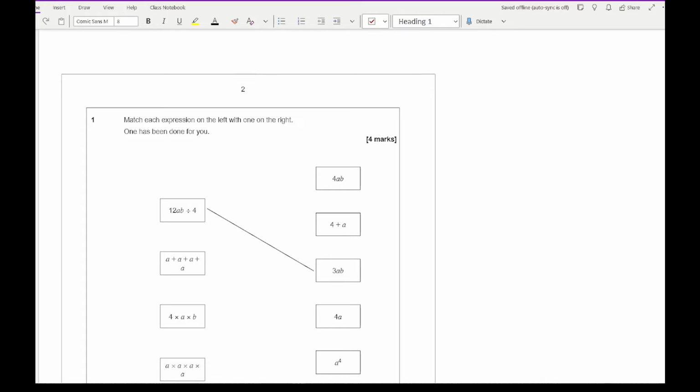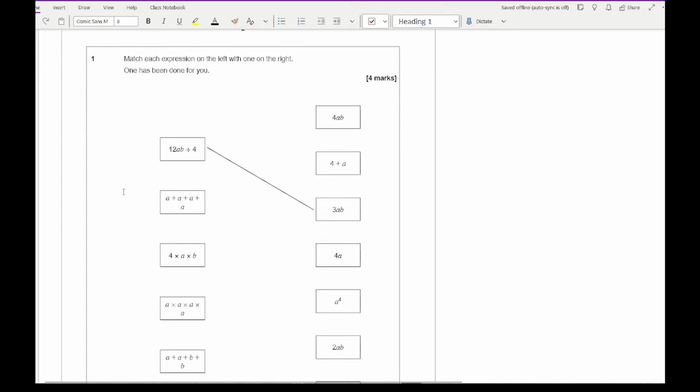Looking at question 1, it says match each expression on the left to one on the right. The first one has been done for you. All we need to do is remember our rules of algebraic manipulation, of collecting like terms and simplifying expressions to find what the answer is going to be.